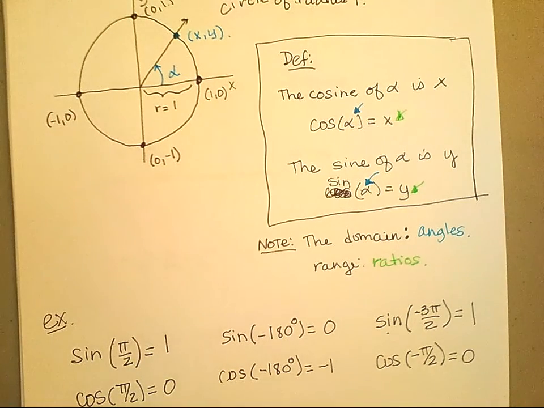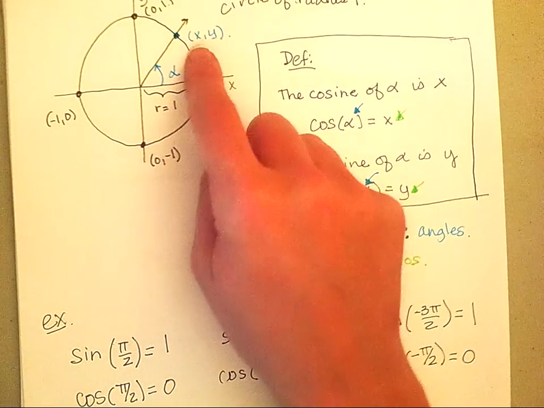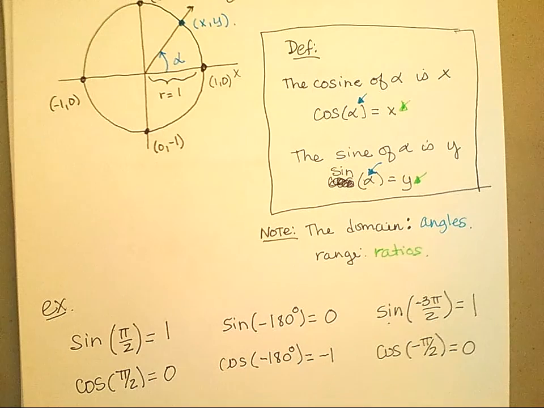Okay, so that's how we do it by reading the unit circle. So there's a direct implication since the x and the y are the cosines and the sines.